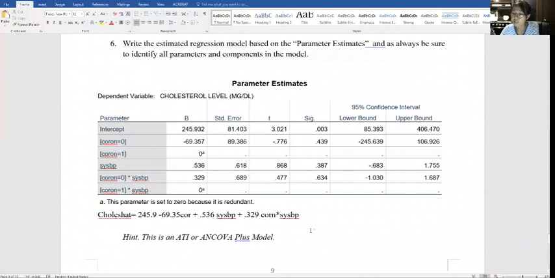Everything here, right? You remember that? Like, for example, systolic blood pressure, what does this number mean? When systolic blood pressure changes by 1 unit, this number is the change in Y, cholesterol, controlling for all other factors. Do you remember that? Okay, you have to write down everything. And what else?